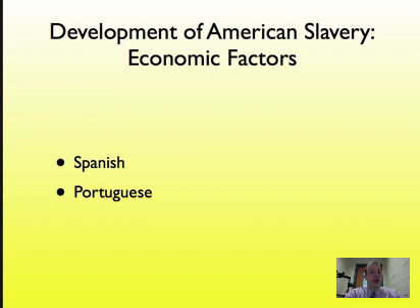There's no real slavery in England at this time, but the English saw the success of slave labor in those Spanish and Portuguese colonies in the Caribbean and Latin America.